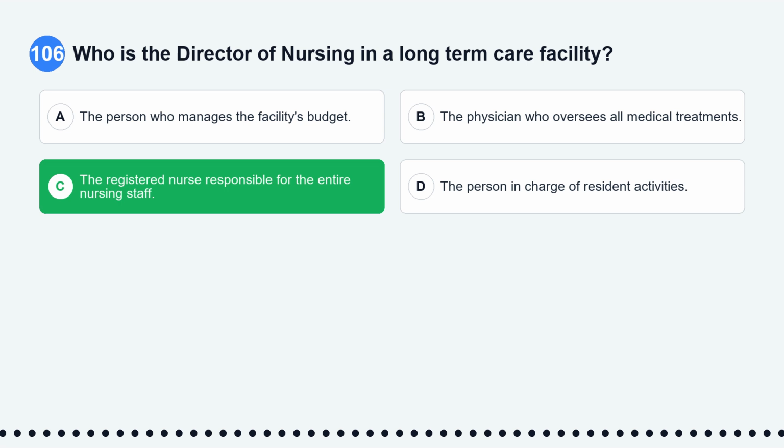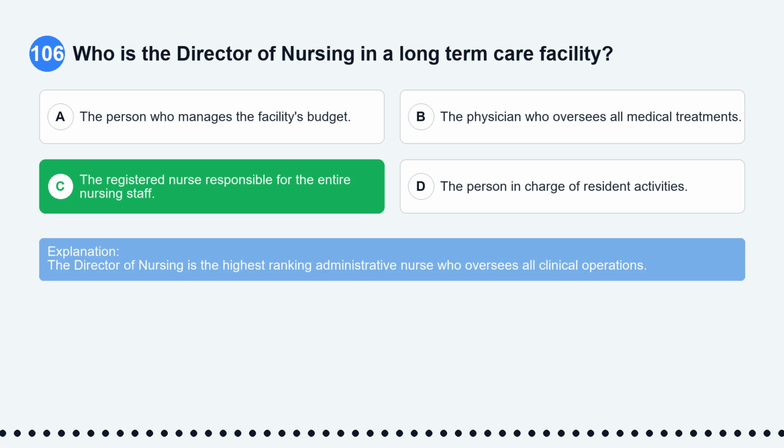The correct answer is option C, the registered nurse responsible for the entire nursing staff. The Director of Nursing is the highest-ranking administrative nurse who oversees all clinical operations.